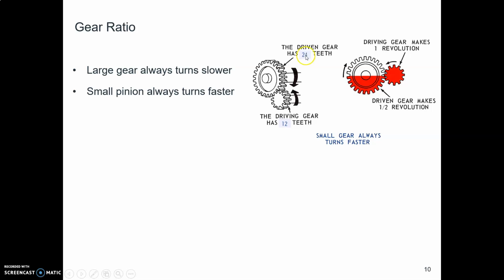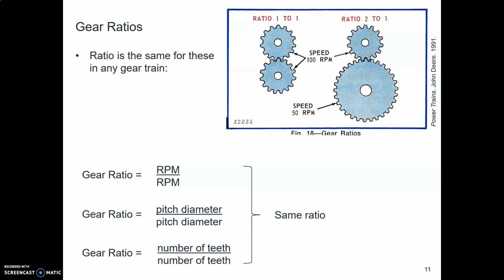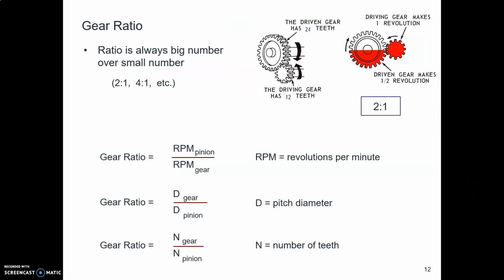And this gear train with 24 teeth and 12 teeth has a gear ratio of 2:1, twice as many teeth on the big one. And this gear ratio stays the same for the speeds. If you have a 2:1 ratio, the speeds are 2:1. The pitch diameter is 2:1. The number of teeth are 2:1. So that makes it handy for figuring things out.